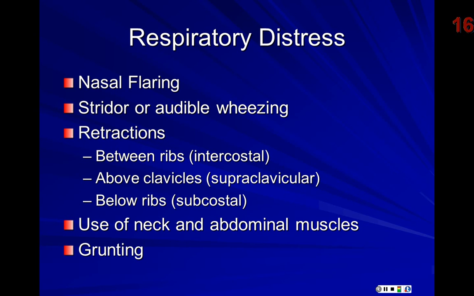And then you can have use of neck and abdominal muscles, again, depending on how old the kid is. You may or may not be able to see them using their neck. Young kids will head bob. Some of them will grunt. Grunting sounds like an expiratory cry, and it doesn't always sound like a true grunt. I think I might have some audio of that as well.